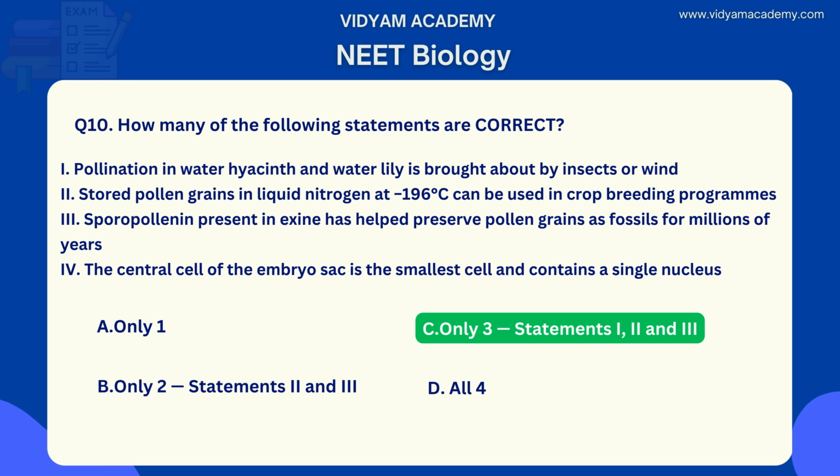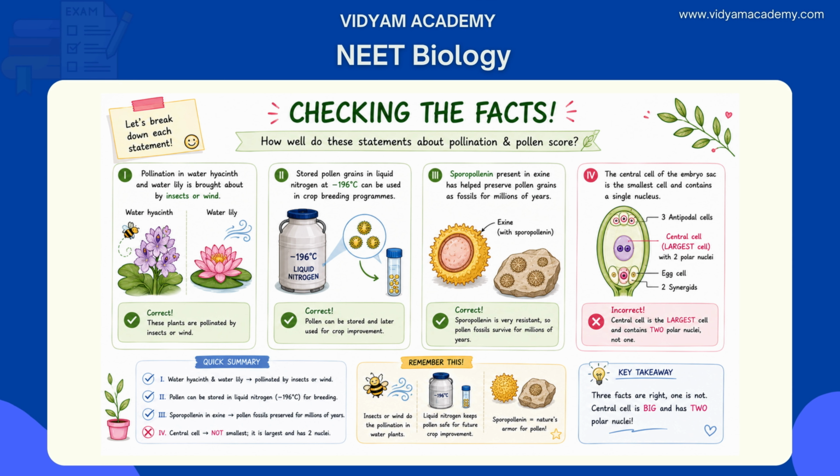So this is the explanation. The central cell is actually the largest cell of the embryo sac, not the smallest, and it contains 2 polar nuclei, not 1. So statement 4 is wrong. Statements 1, 2, 3 are correct. Water hyacinth and water lily are pollinated by insects or wind. Pollen can be stored in liquid nitrogen for breeding. And sporopollenin in the pollen exine is extremely resistant, which is why pollen fossils are preserved.